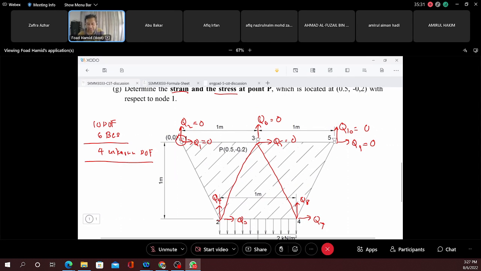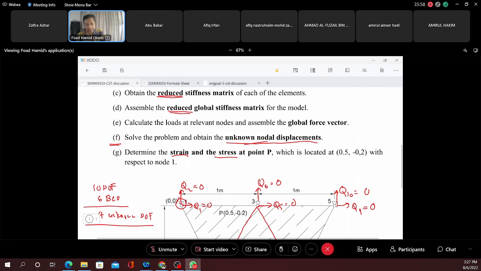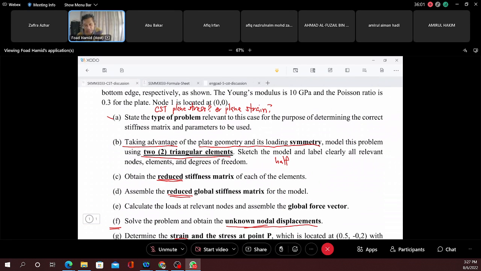Okay, because we have seen this before. We have to take a look at everything here, and we notice that we are left with only 4 unknowns, which in this case are Q3, Q4, Q7, and Q8. So this is a 4x4 matrix that we need to solve. But this is not taking advantage of symmetry. It says here, taking advantage of the plate geometry and its loading symmetry. So we need to take this into account, so it becomes easier.